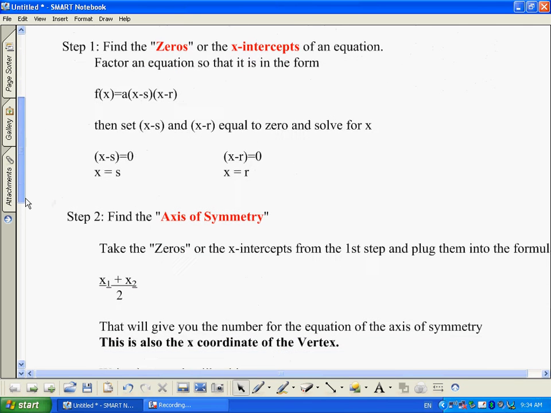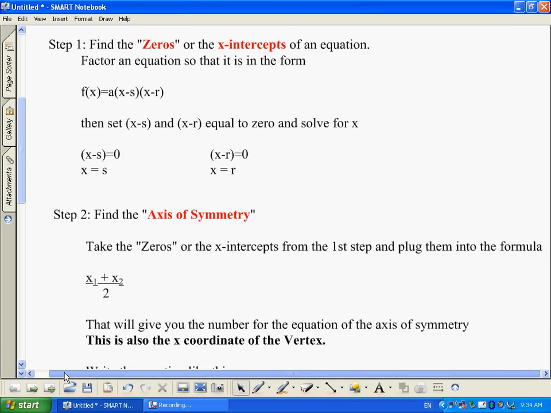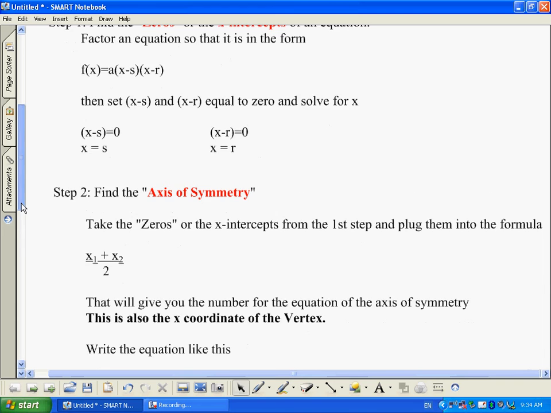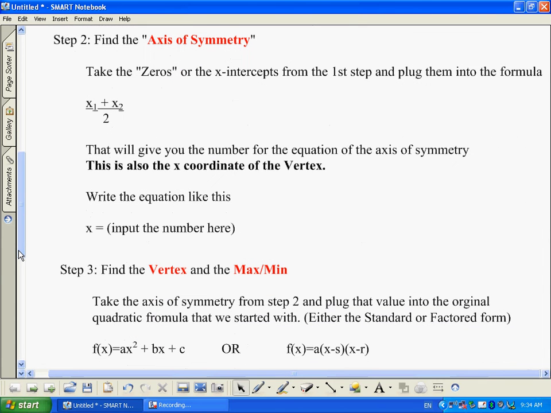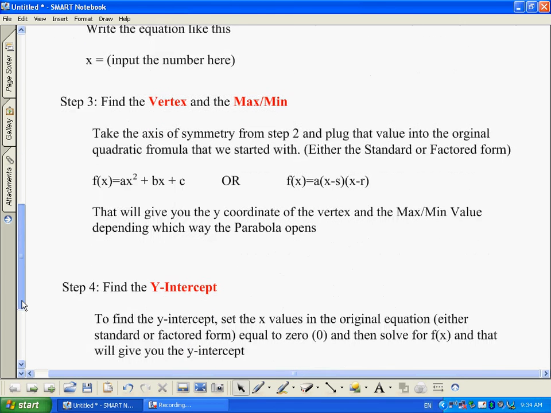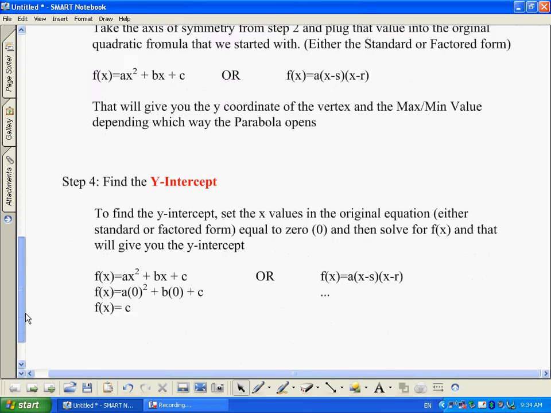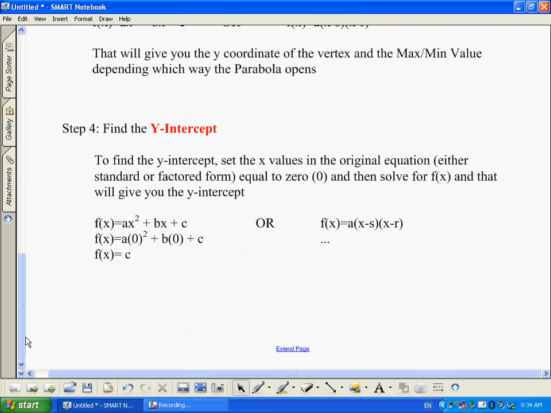These are the steps to graphing a quadratic equation. Make sure you have these down. That's step 1. Step 2. Step 3. And step 4.